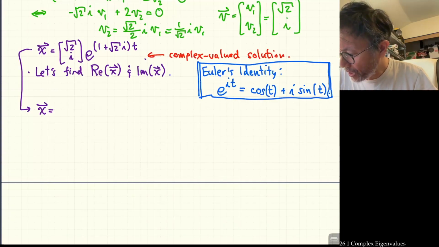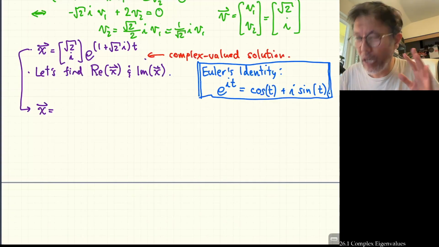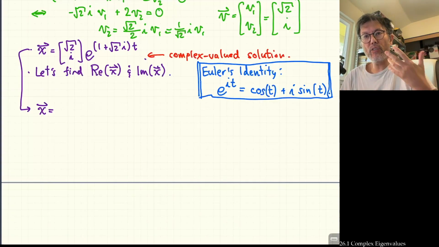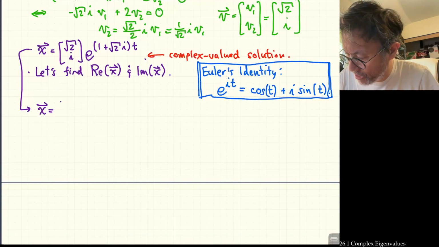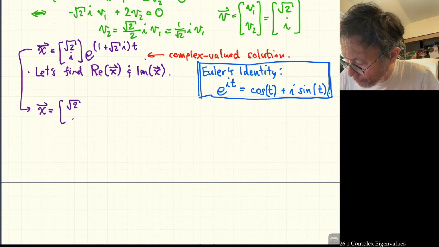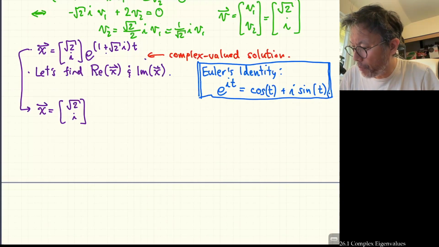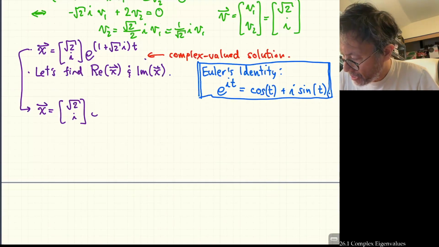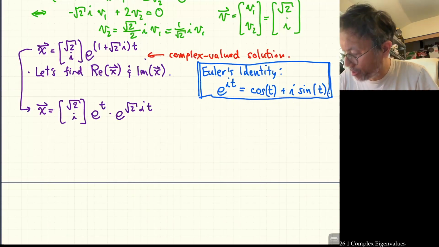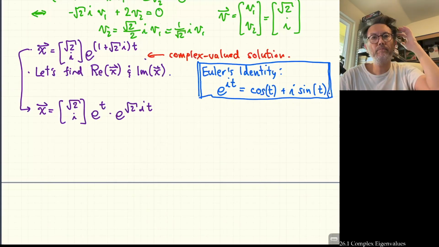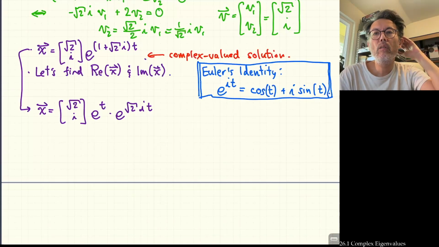Okay, this becomes, by simple considerations of the exponential function, square root of 2 times i. Now this exponential right here I can split up along this plus. And what I get is e to the t times e to the square root of 2 i times t. Okay? Great.